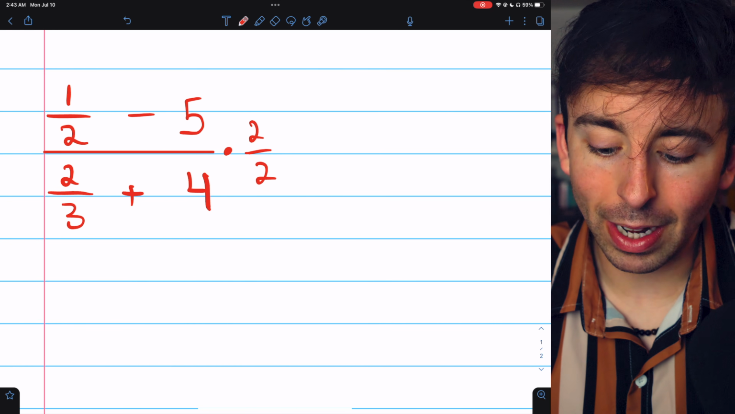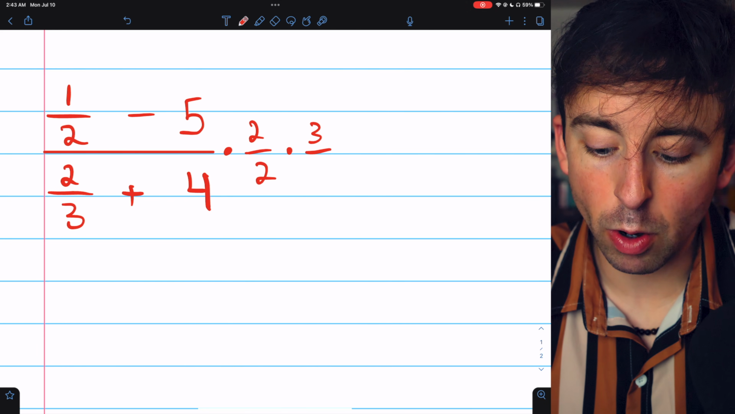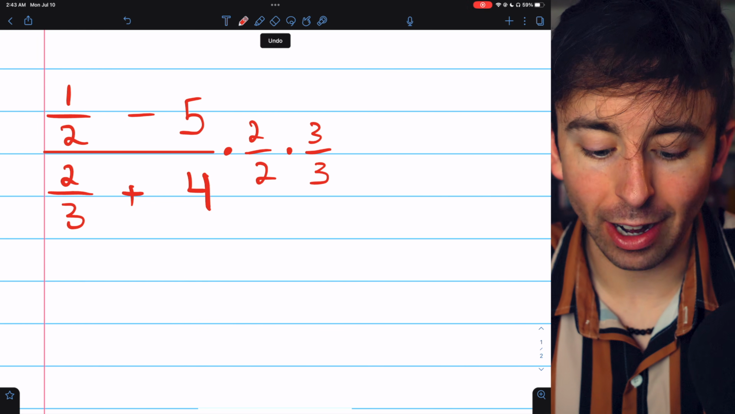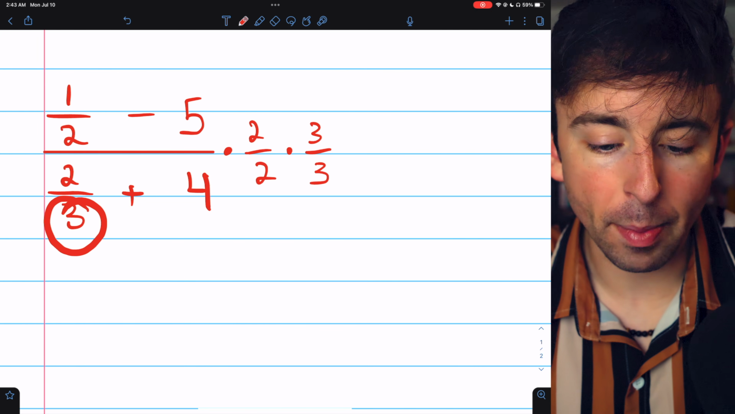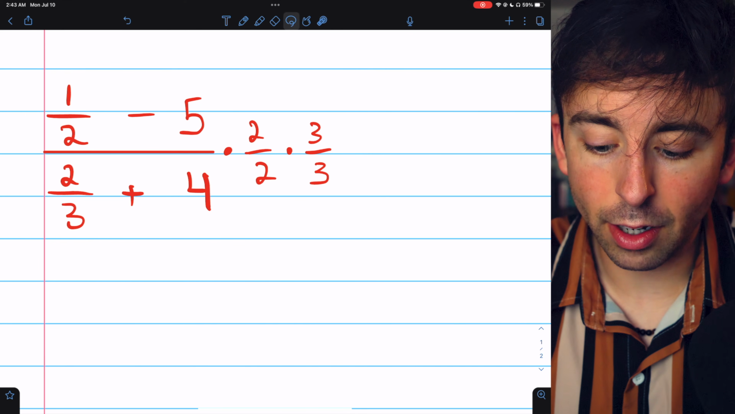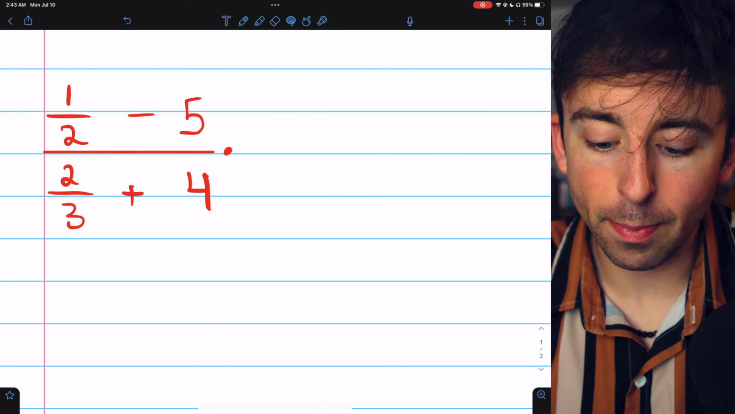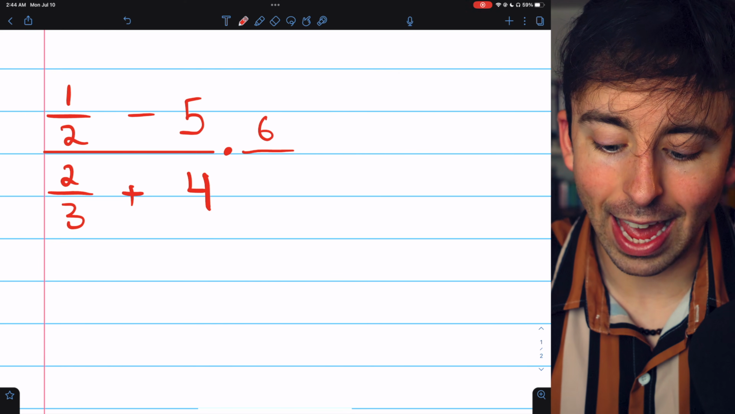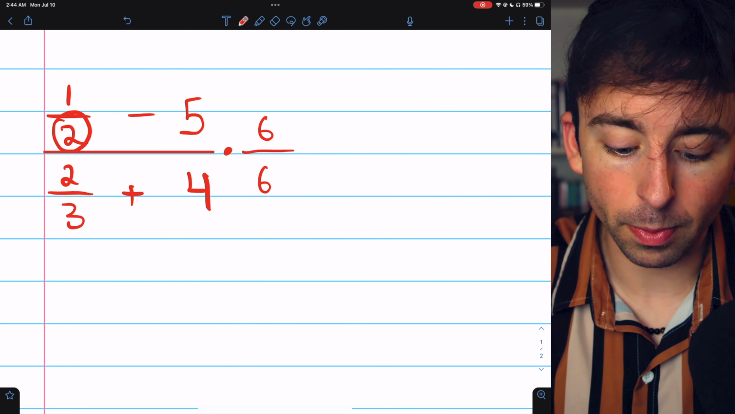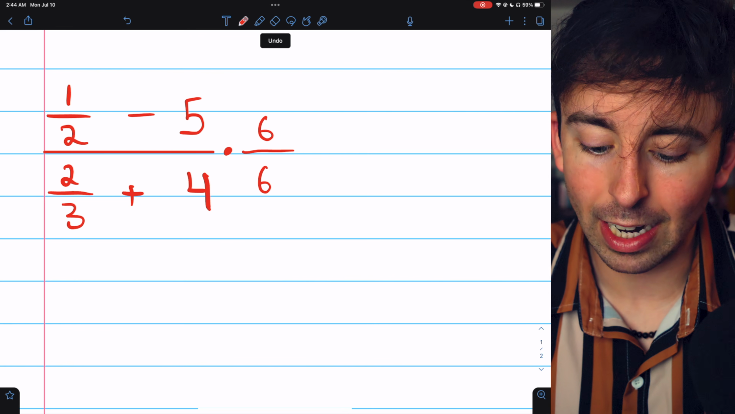But if we multiply by 2 over 2 and 3 over 3, not only will we get rid of this denominator that's in the top of the fraction, but we'll also get rid of this denominator that's in the bottom of the fraction. Now, multiplying by 2 and 3 is the same as multiplying by 6, so I'll just write it like that. Multiply by 6 over 6. 6 is a common multiple of 2 and 3, so this is going to clean up the whole thing.